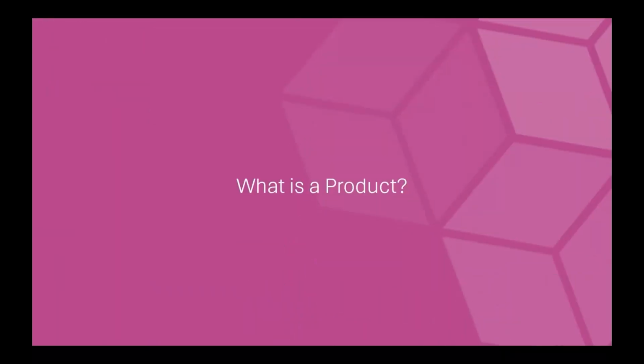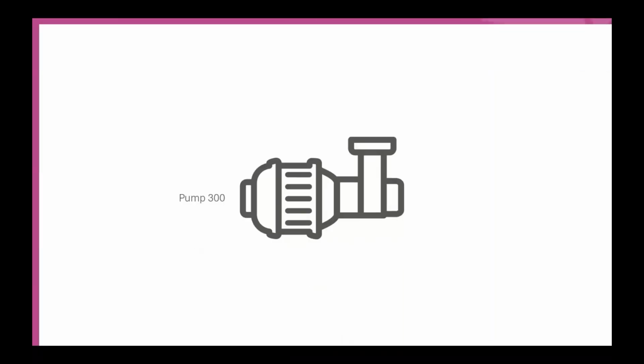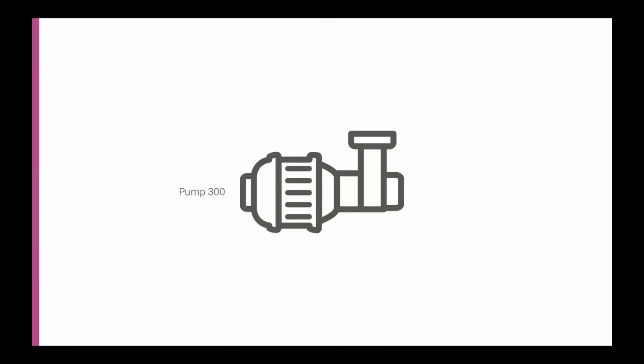So I want to talk about, first of all, what is a product, and specifically how it connects to the product life cycle. If we take a look from a customer's perspective, maybe I'm in the market for a pump, and I go looking for a pump, and I see the pump 300, and it meets my criteria. I purchase it, I unpack it, and there we go. In the consumer's eyes, that pump is the product.